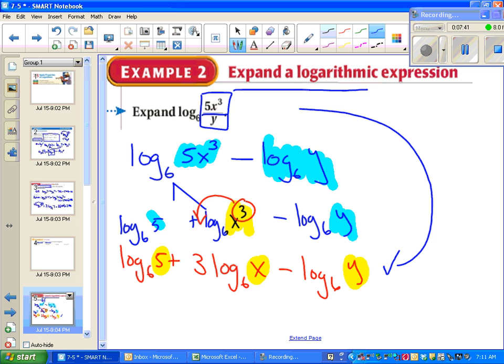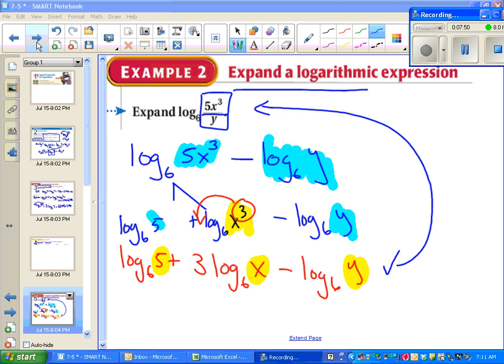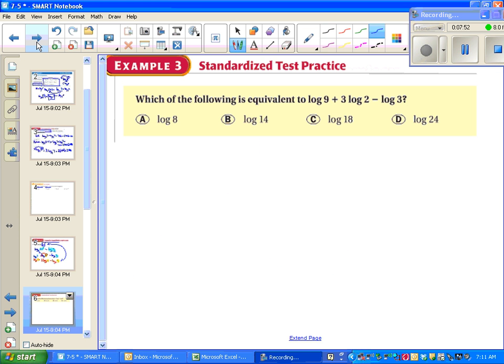And that's what we see now. It's asking us which of the following is equivalent to log 9 plus 3 log 2 minus log 3. We have to go backwards on this. I wrote that kind of wrong. That 2 should not be a base.